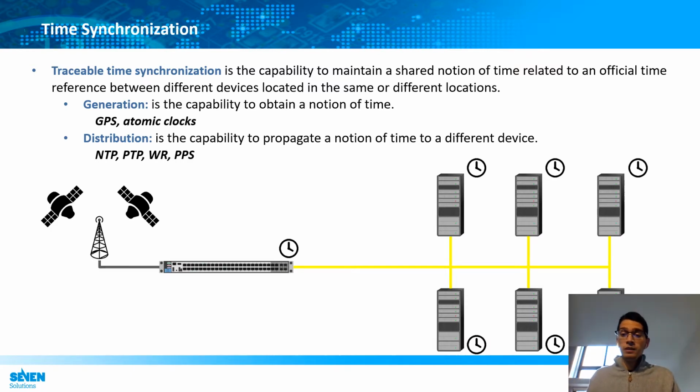Generation will be getting that notion of time from an external device, like for example a GNSS time server or an atomic clock that are generating their own time scale, and distribution will mean propagating that notion of time to different devices in a network. For example, using time synchronization protocols like NTP, PTP, White Rabbit, or other techniques like analog distribution using PPS.